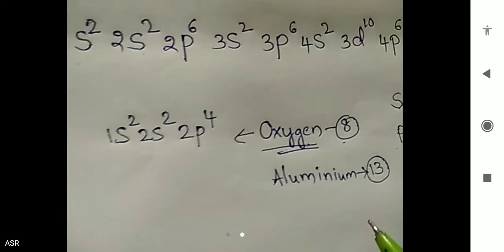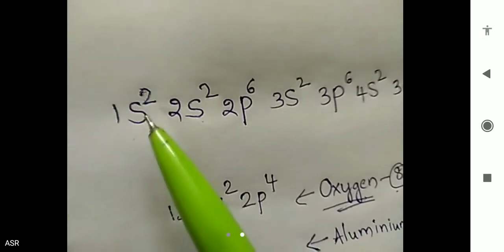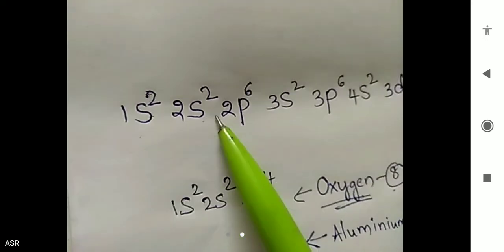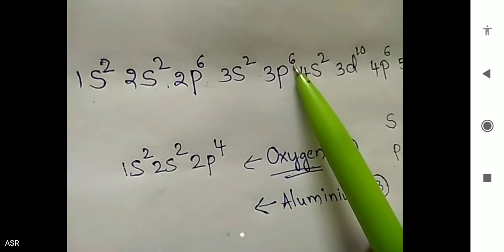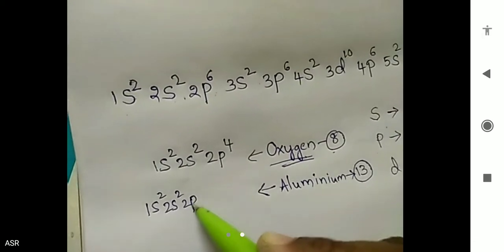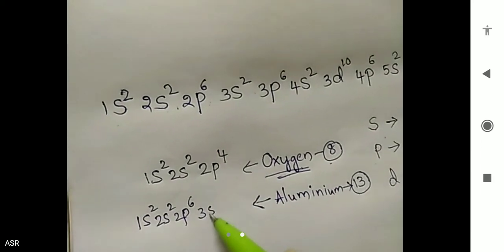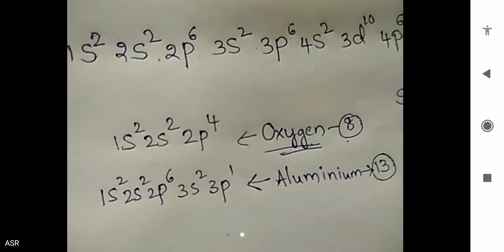So now you have to write the electronic configuration for aluminium. Okay, this is 13. So you have to count from here: 10, 12, 13, which means 3p1 should come here. So in this way you can continue writing the electronic configuration. 1s2, 2s2, 2p6, 3s2, 3p1. See, like this you can write it down.